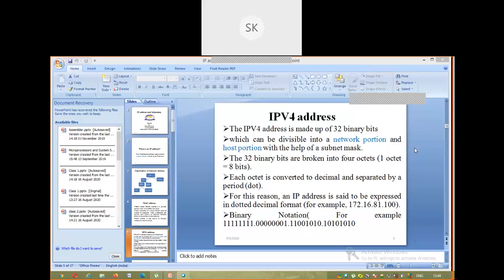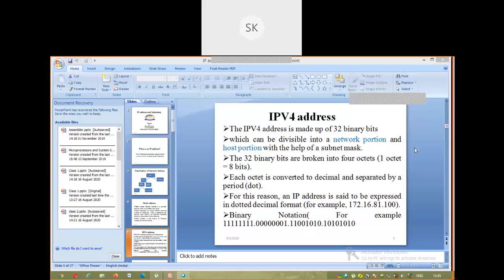Okay, if we compare that with 172.16.81.100, we are talking about those things. That means an IP address has a 32-bit number, and an IP address can be divided into four octets, and each octet will have 8 bits. If we need to represent it in decimal numbers, we have to convert those binary numbers into decimal numbers.